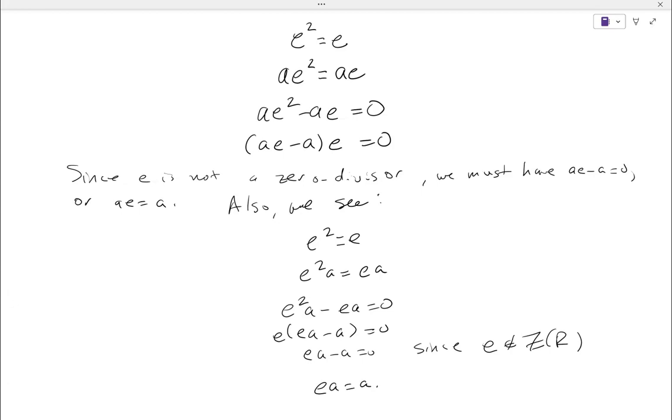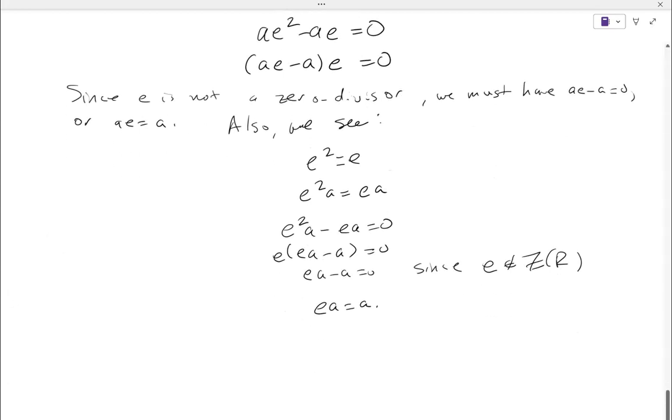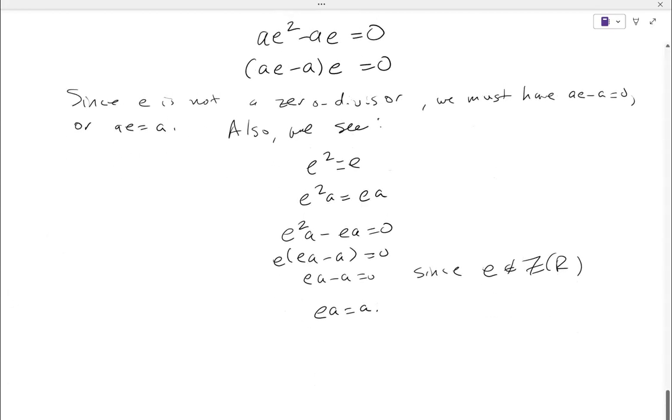All right. So let's do part B and see how this applies to homomorphisms. Part B says we're going to let phi from S to T be a homomorphism.